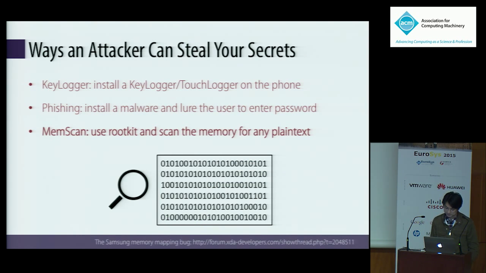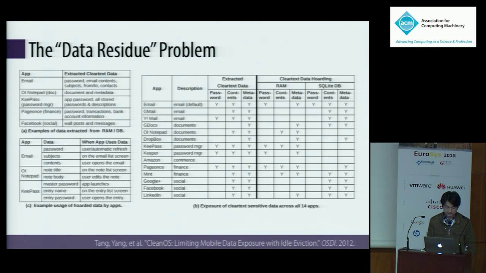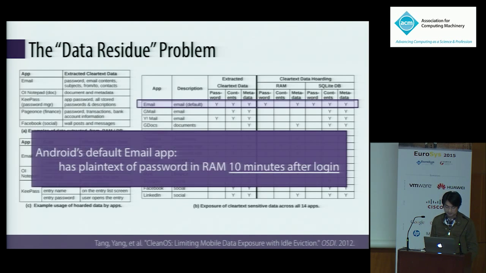Or the attacker can use a rootkit and just scan the memory for any plain text. This is simple but effective, since memory does contain many secrets. Here's a table from the CleanOS OSDI draft paper. It shows that many popular applications leave residue of critical data in memory for a long time. For example, Android's default email application keeps the plain text of the password in RAM 10 minutes after login.